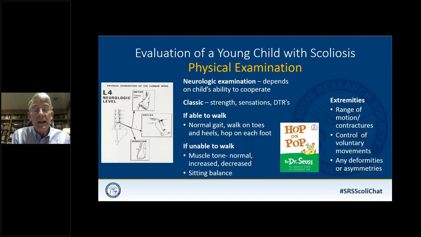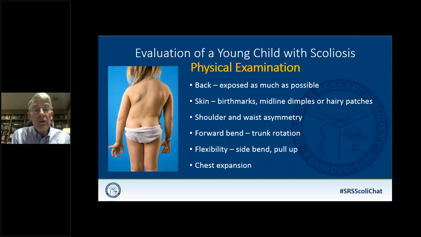And then last but certainly not least, look at the back. We want to preserve the child's modesty, but we really do want to see as much of their back as possible. We look for things like birthmarks, midline dimples, or hairy patches. Look and see if there's a shoulder or waist asymmetry, or a trunk asymmetry. Then have them bend forward and see if there's rotation, which can be a sign of a curvature. In some cases, assess their flexibility by bending from side to side or just lifting them up. And then finally, check their chest expansion as well.